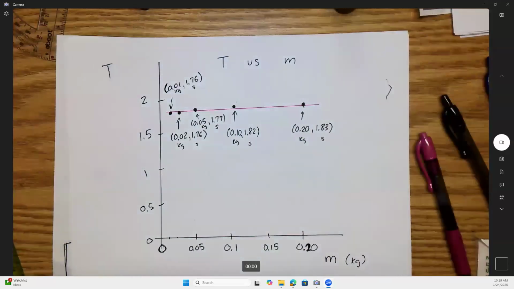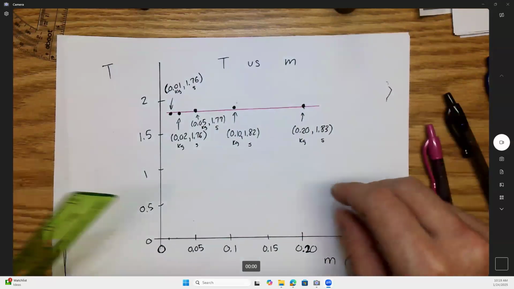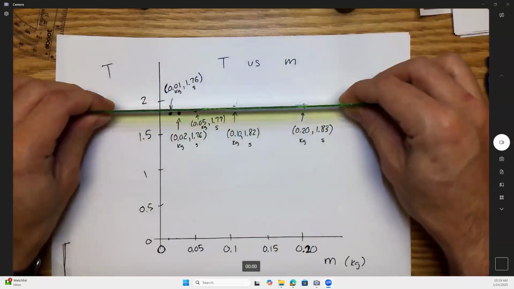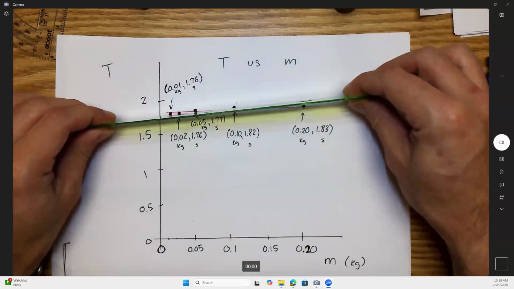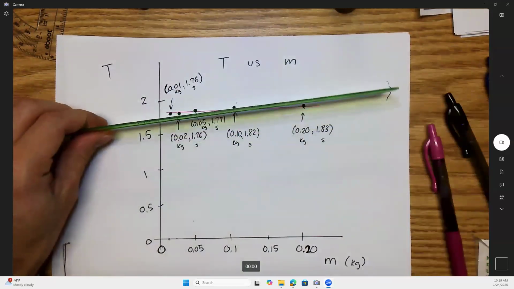Now, having done this lab year after year, usually this graph does bend up a tiny bit. It's not exactly flat. It has a tiny upslope to it, which I was kind of expecting. Why do you guys think that this graph usually has a tiny bit of an upslope to it?